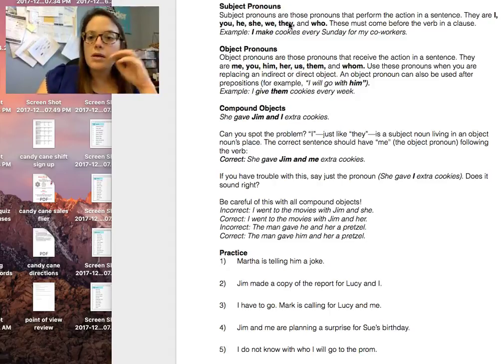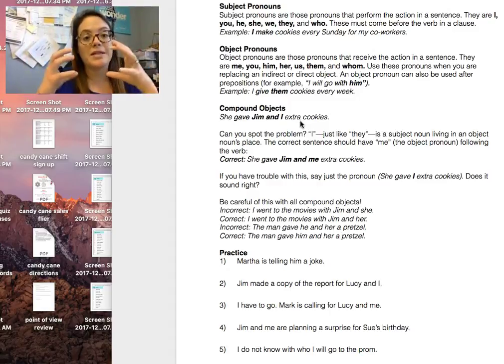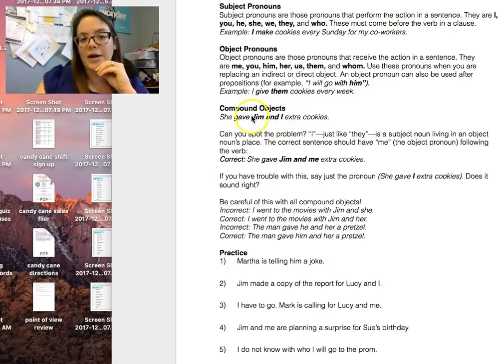Let's talk about compound objects, because this is really where it trips y'all up. She gave Jim and I extra cookies. So when I talk about compound objects, I'm not just saying me or him or them or whatever. I'm putting it together with other pronouns or nouns. So what's our problem here? She gave Jim and I extra cookies.